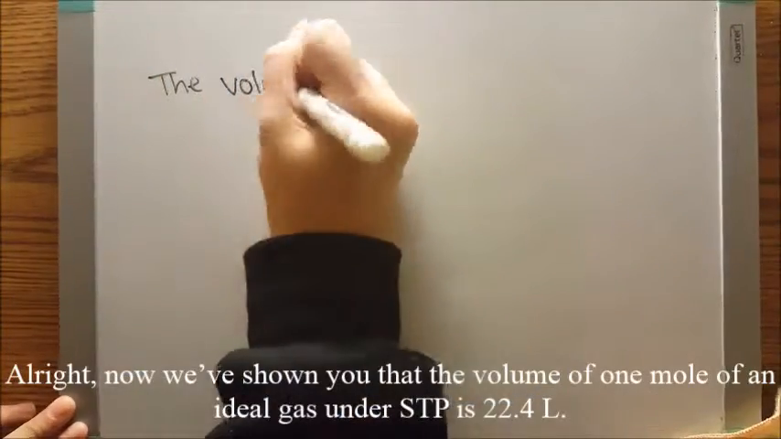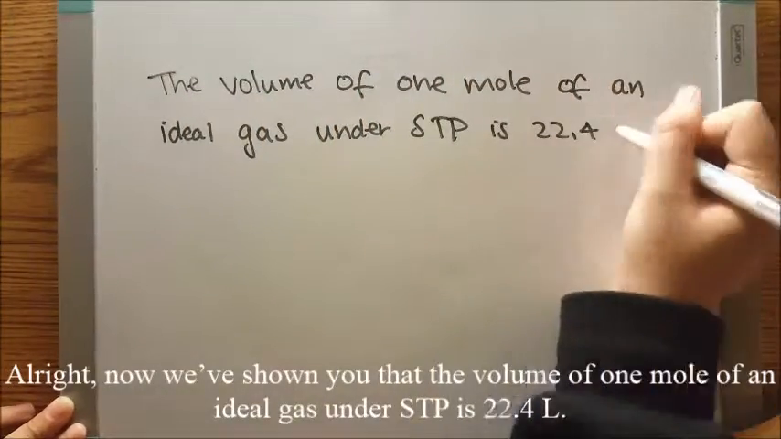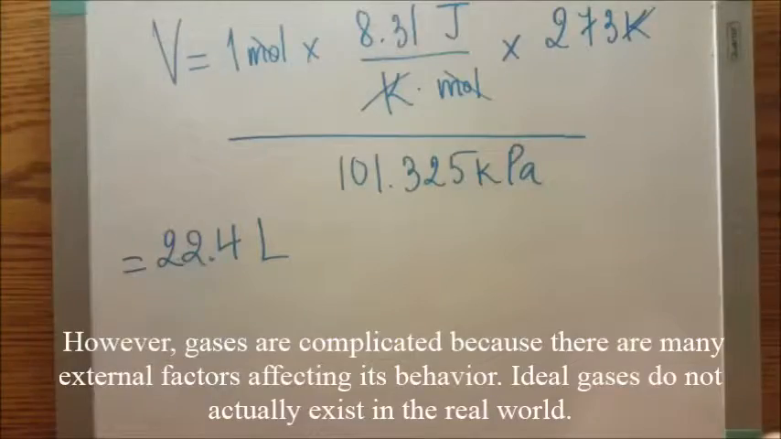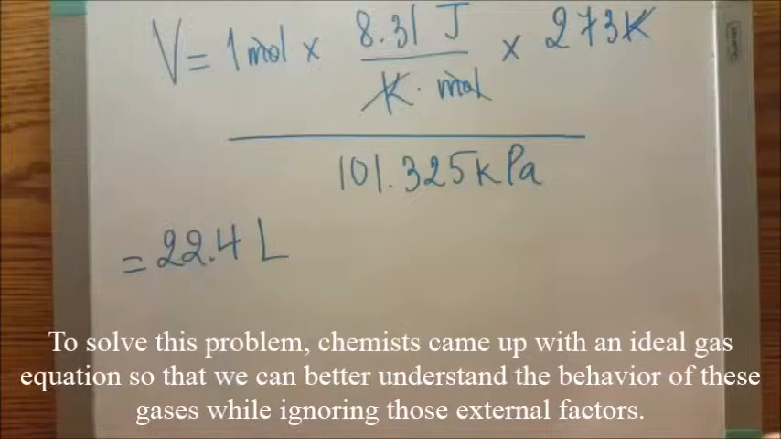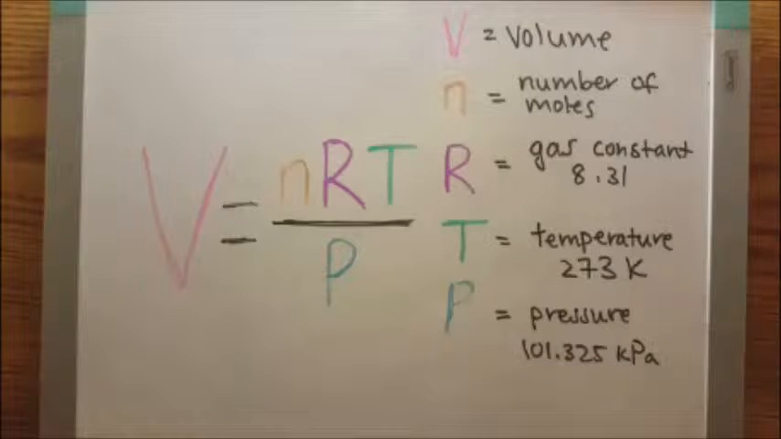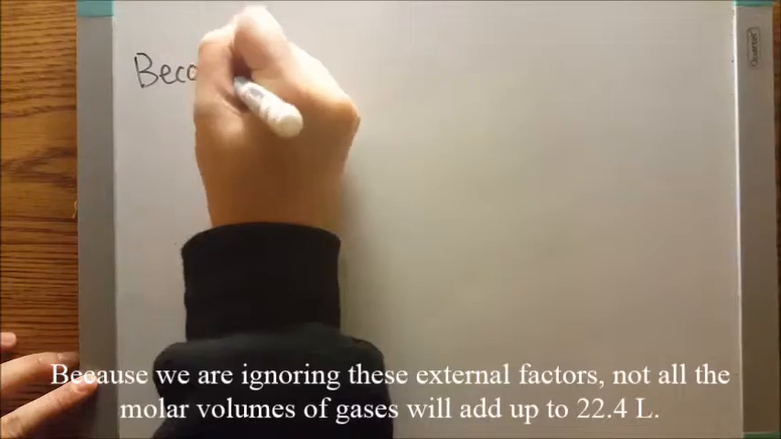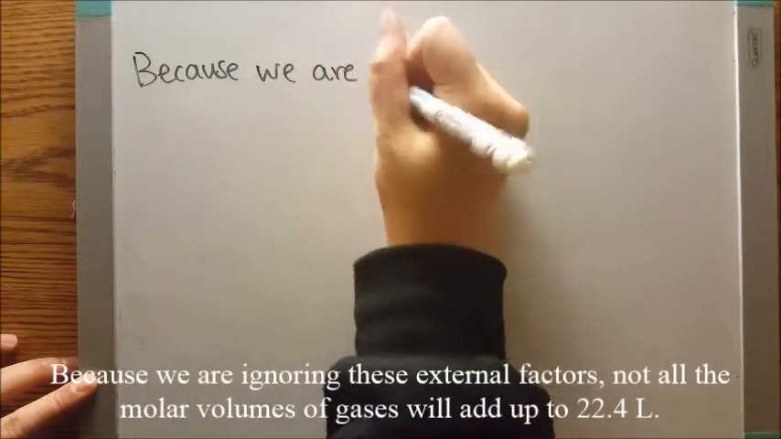Alright, now we've shown you that the volume of 1 mole of an ideal gas under STP is 22.4 liters. However, gases are complicated because there are many external factors affecting their behavior. Ideal gases do not actually exist in the real world. To solve this problem, chemists came up with an ideal gas equation so that we can better understand the behavior of these gases while ignoring those external factors. Because we are ignoring these external factors, not all the molar volumes of gases will add up to 22.4 liters.